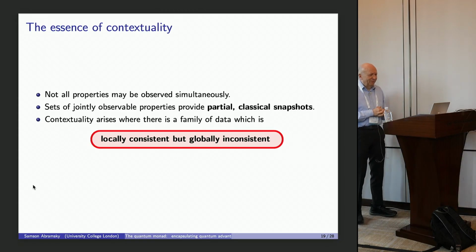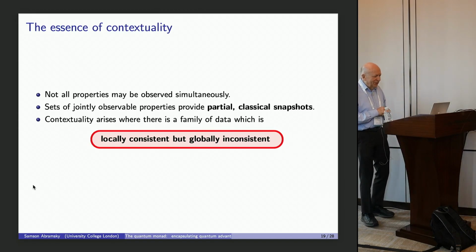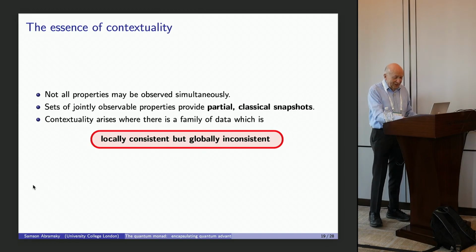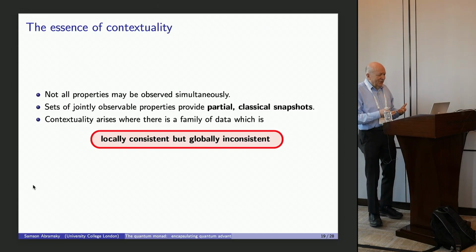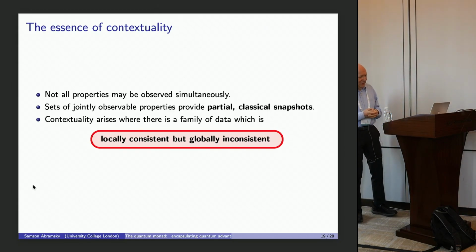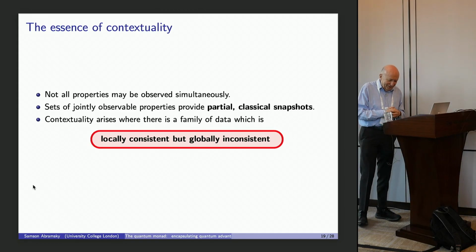Great, thank you. So, again, I don't want to go into too much detail, but I just want to say a little bit about contextuality in case it's not familiar. The essence of contextuality is that not all properties can be observed simultaneously. This is to do with the fact that projectors, or more generally quantum observables, don't commute, and they can't be formed into joint observables.